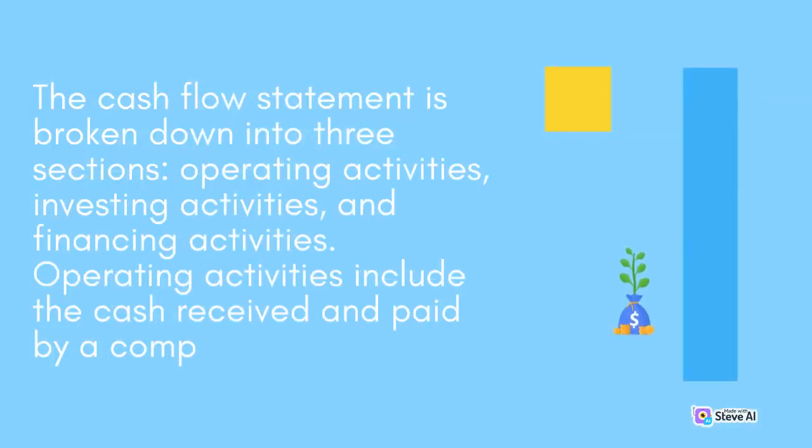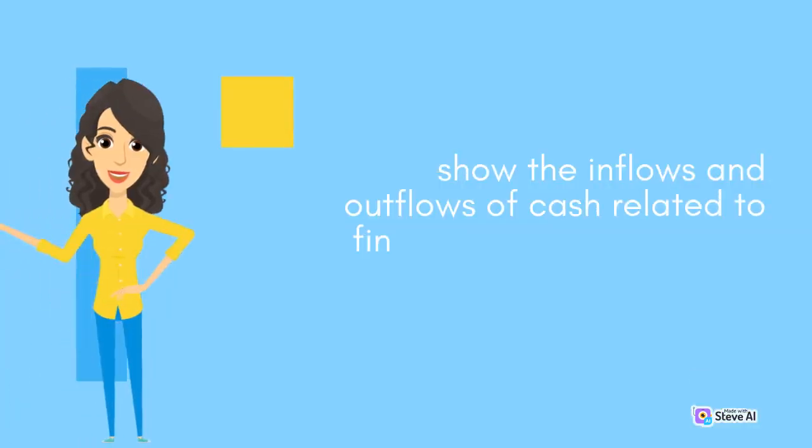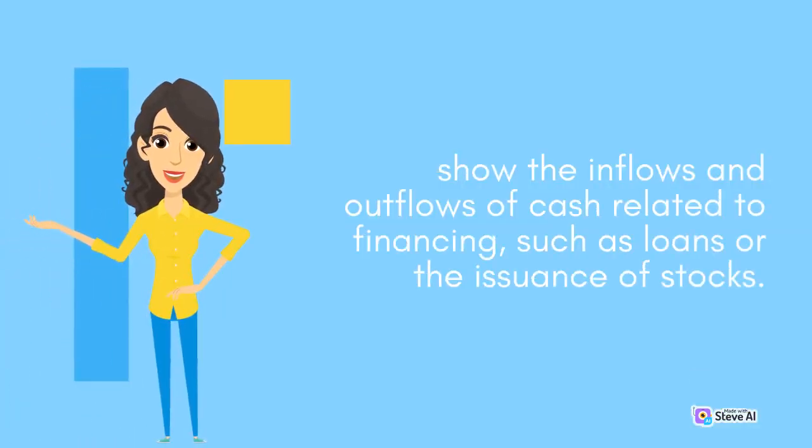The cash flow statement is broken down into 3 sections: operating activities, investing activities, and financing activities. Operating activities include the cash received and paid by a company as part of its normal business operations. Investing activities include cash flows related to the purchase and sale of long-term assets, such as property and equipment. Finally, financing activities show the inflows and outflows of cash related to financing, such as loans or the issuance of stocks.